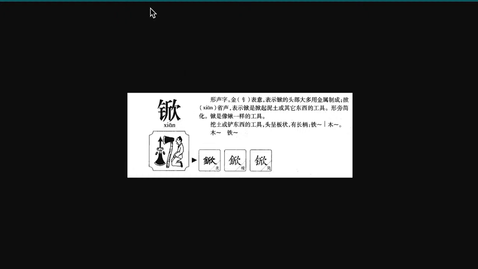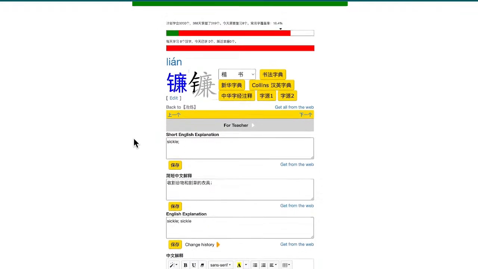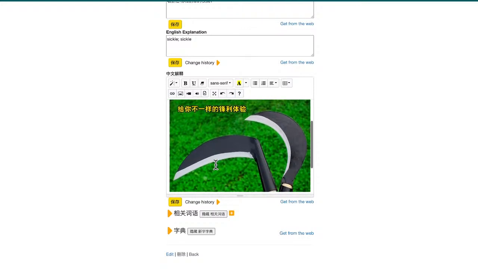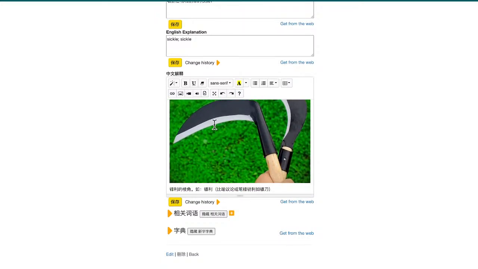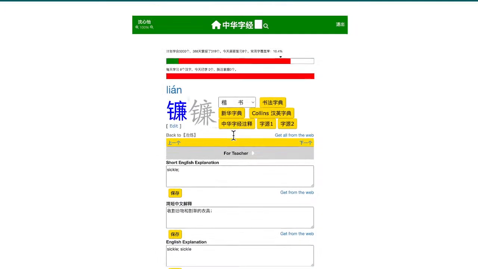Okay, next one. Lian. Lian is sickle. A sickle is used to cut crops and grasses. It's shaped like that. There are shorter sticks and longer sticks, different types of sickles. So this is lian.